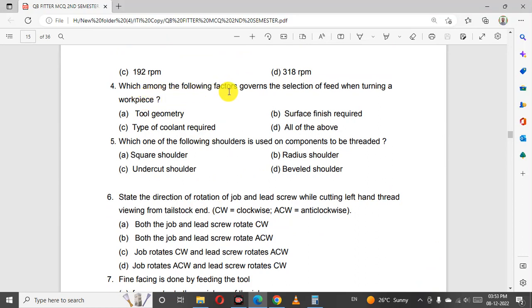Which among the following factors govern the selection of feed when turning a workpiece? All of the above: tool geometry, surface finish required, type of coolant required.